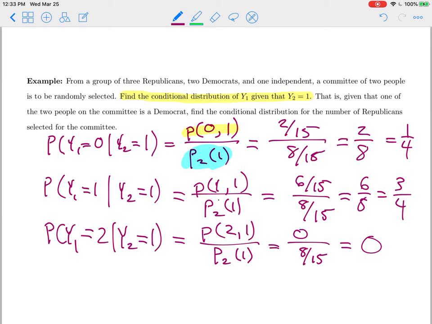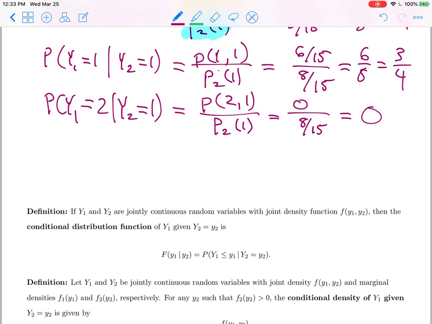Sorry for that pause. All right, that's what we have for that first part. That's it for that example. On the next video, we're going to look at conditional density functions.